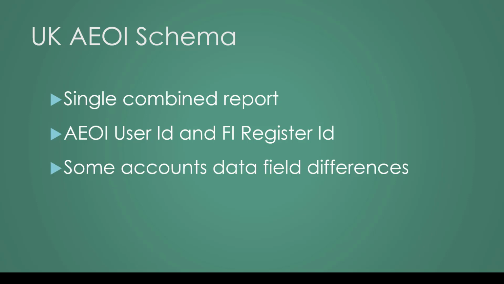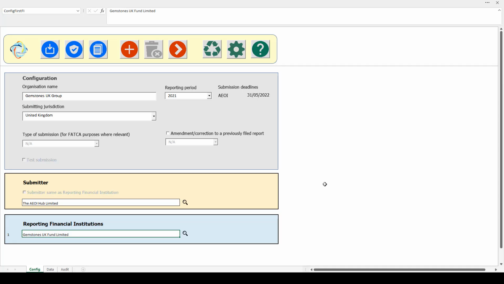There's also some differences in the actual accounts data field. Generally they're quite similar to the standard FATCA and CRS field, but there are some notable differences, particularly in the case of addresses. And finally, because of the way that the UK schema works, the process for amendments is quite different from the standard FATCA and CRS schemas. Let's now take a look at how we deal with all of this in the AEOI Hub template.